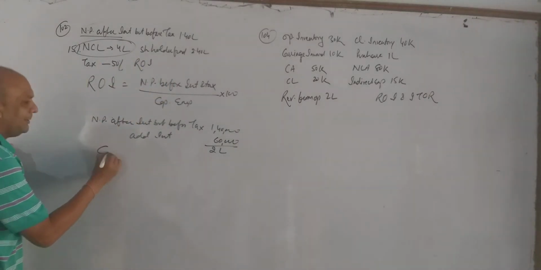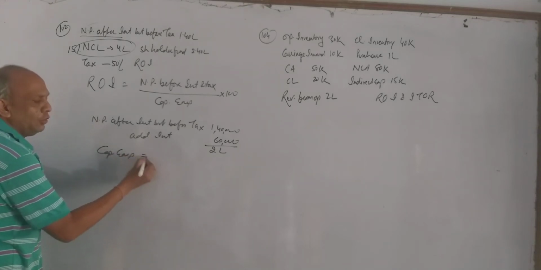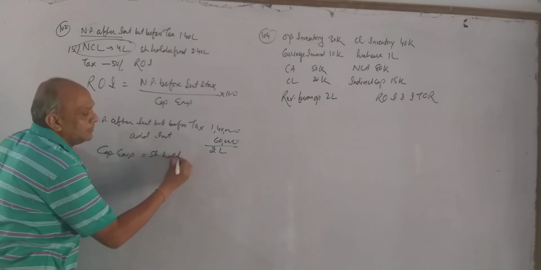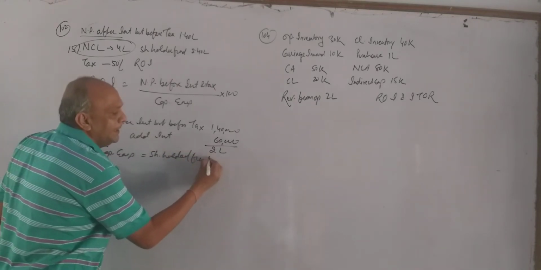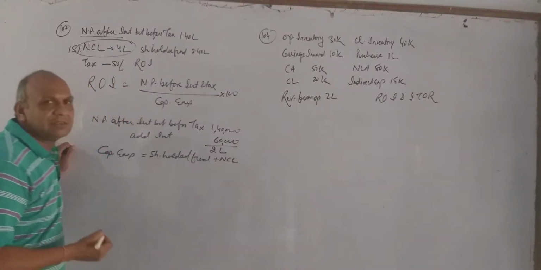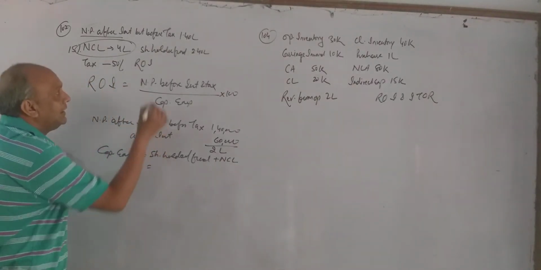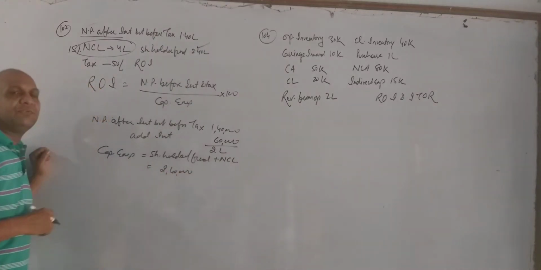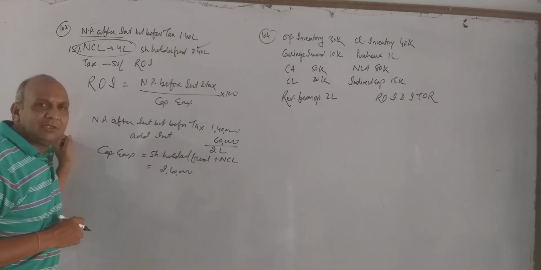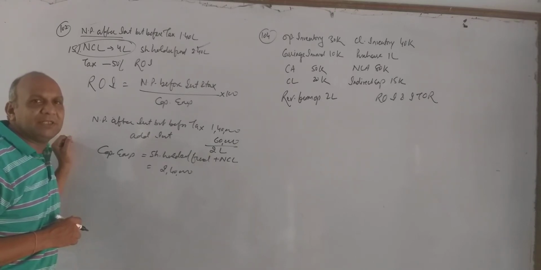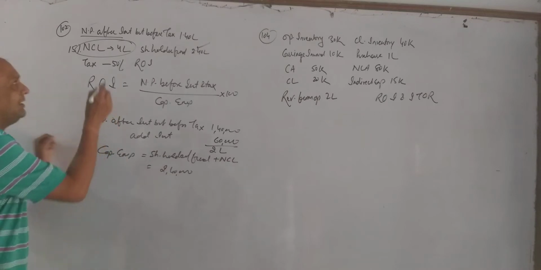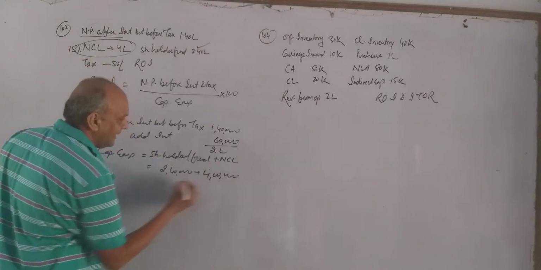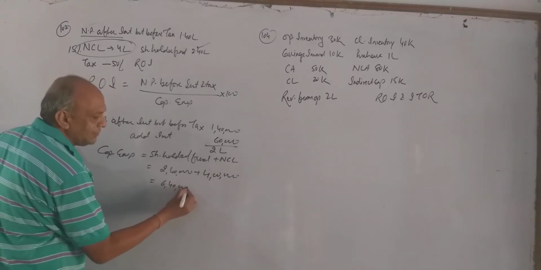Now we need capital employed. Capital employed is equal to what? Shareholder fund plus non-current liabilities, long-term borrowings. Here shareholder fund is 2,40,000. Shareholder fund stands for equity share capital, preference share capital, reserve and surplus. Non-current liability, long-term borrowing, is given 4 lakh. So my dear, it becomes 6,40,000 rupees.